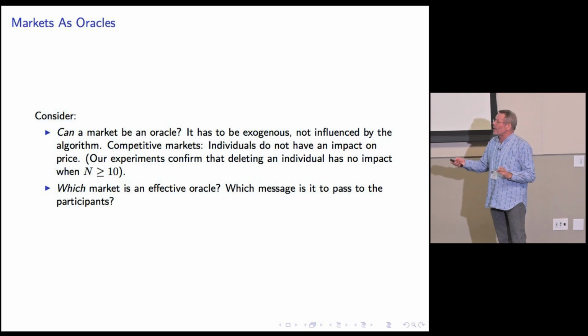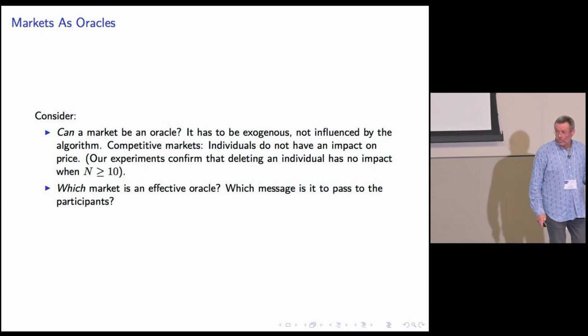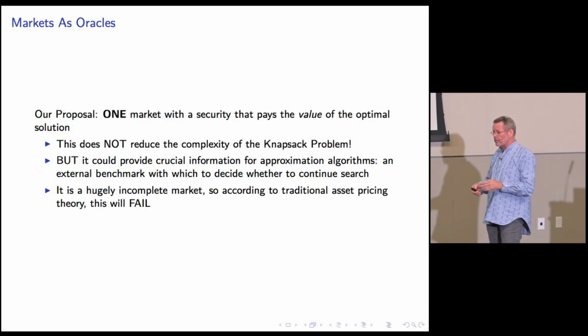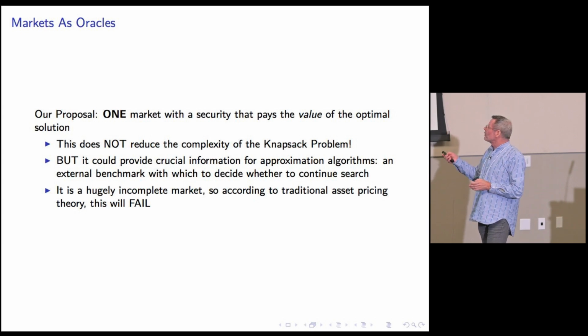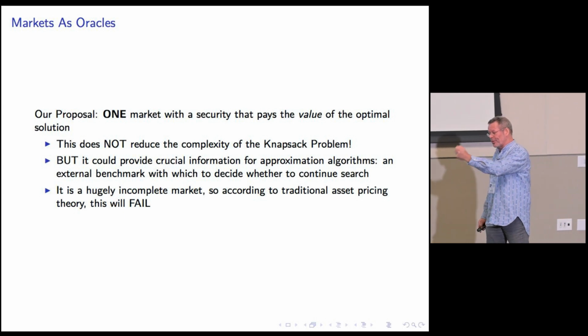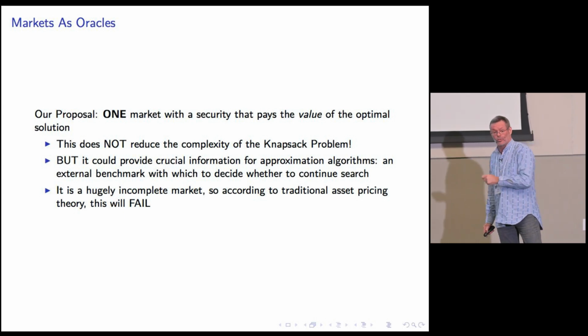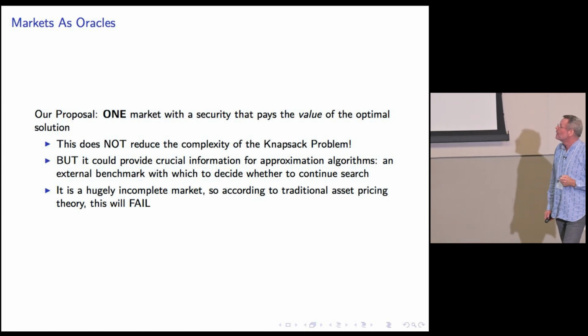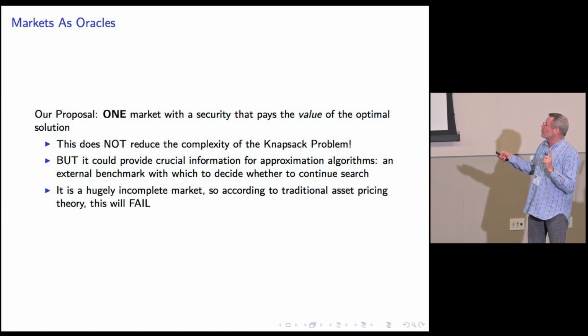Which message is to be passed on to the participant? So what we decided to do is to have one market only, not 10 markets, not 12 markets. And it has a security that pays the value of the optimal solution. So now you can trade a security that bets on the value of the optimal solution. It's a highly incomplete market in the traditional sense of completeness. It does not reduce the complexity of an abstract problem.